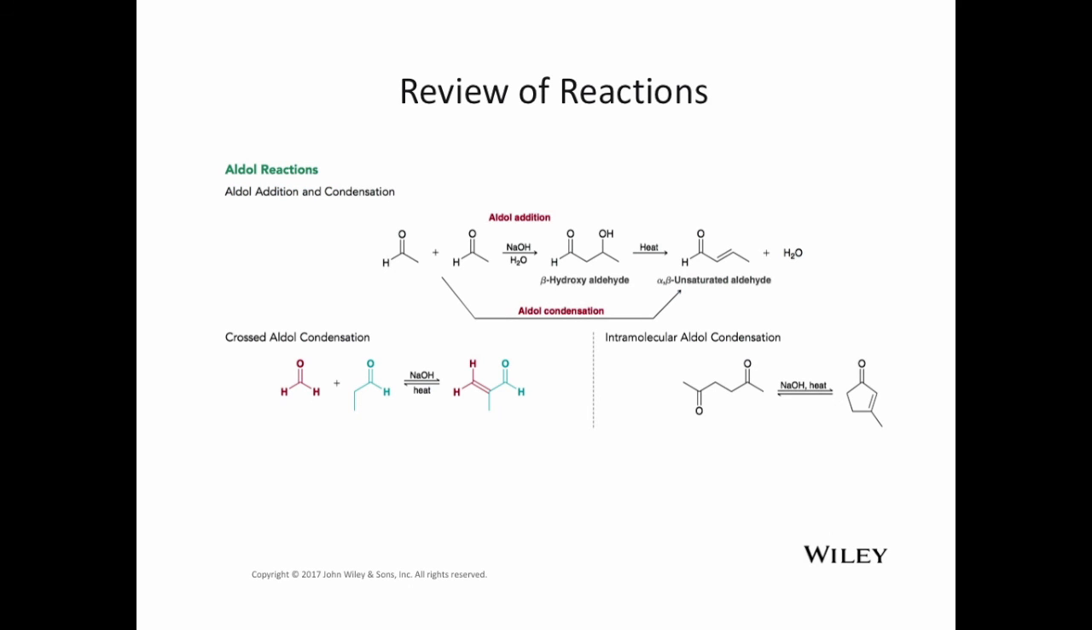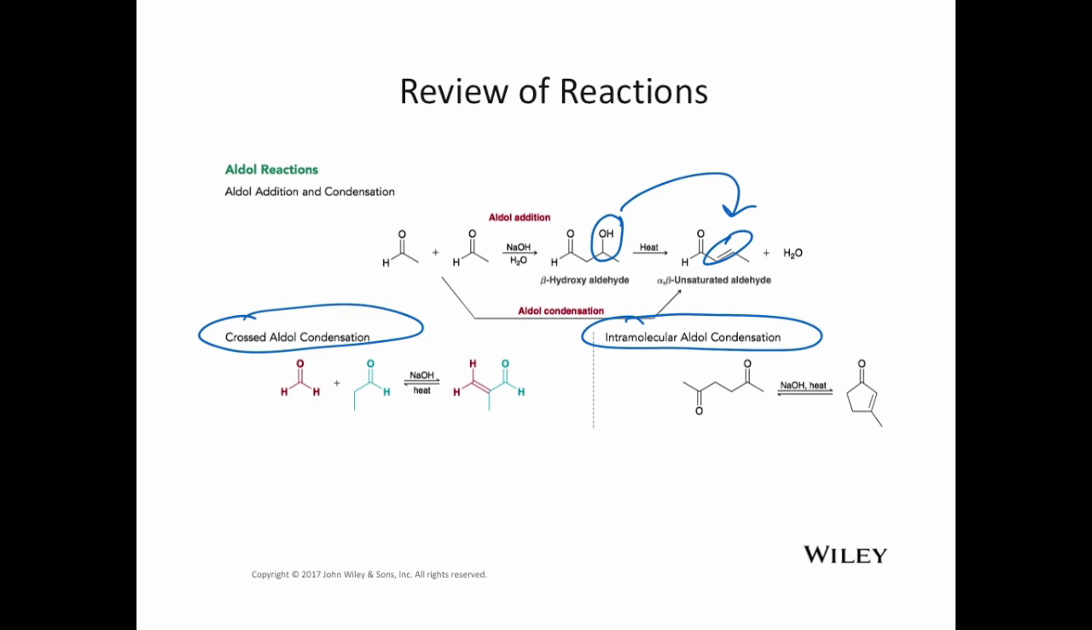We've looked at aldol reaction, so the aldol addition gives you the hydroxyl group beta to the carbonyl, but then that can be heated and you can get the condensation product where you get a double bond between the alpha and beta carbons. We looked at crossed aldol condensations, which work best when one partner has no alpha protons. And we also saw intramolecular aldol condensation, which works best to form 5 or 6-membered rings.